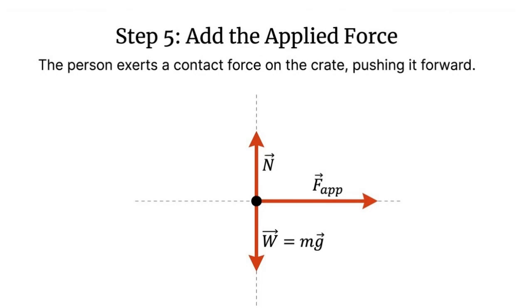Now we add the applied force, which is the force the person exerts on the crate by pushing it forward. This force acts horizontally and is represented by the arrow pointing to the right. Alongside this, we still have the normal force pushing upward and the weight pulling downward due to gravity. The applied force is what causes the crate to move forward, and it interacts with the other forces acting on the crate. This step is crucial for understanding how the crate starts to accelerate when pushed.